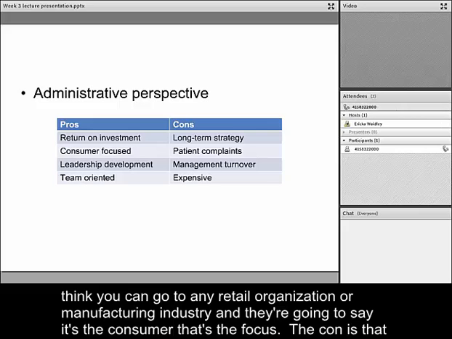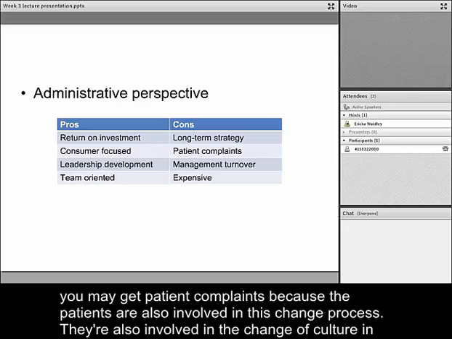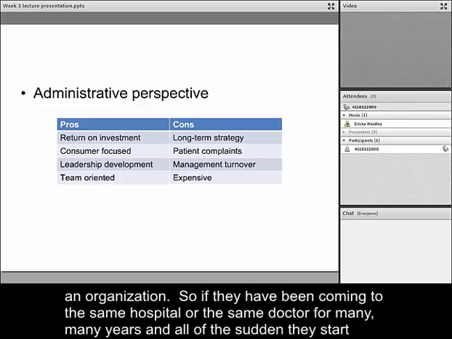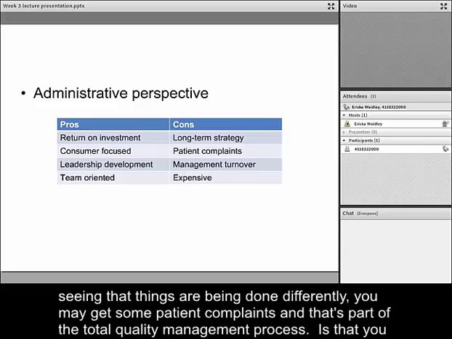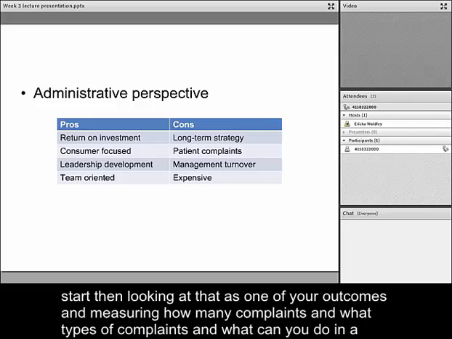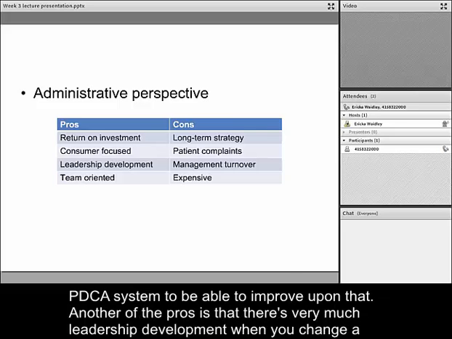The con is that you may get patient complaints because the patients are also involved in this change process. They're also involved in the change of culture in an organization. So if they've been coming to the same hospital or the same doctor for many, many years, and all of a sudden they start seeing that things are being done differently, you may get some patient complaints. And that's part of the total quality management process, is that you start looking at that as one of your outcomes and measuring how many complaints and what types of complaints and what can you do in a PDCA system to be able to improve upon that.